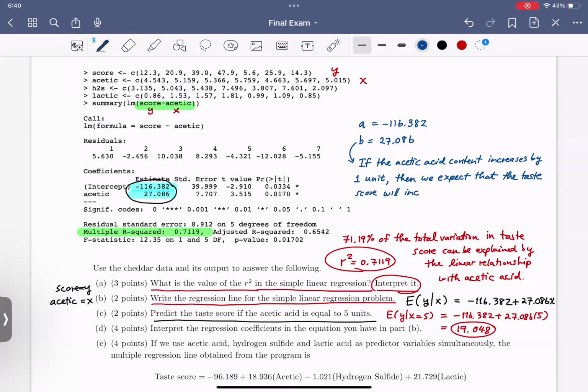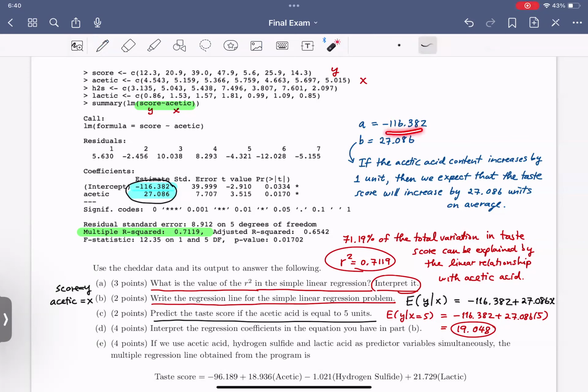will increase by 27.08 units on average. This is how you interpret B. So again, when X increases by 1 unit, you expect that Y increases by B units. If the slope is negative, you say that you expect Y to decrease by that amount. Okay? All right, next one.